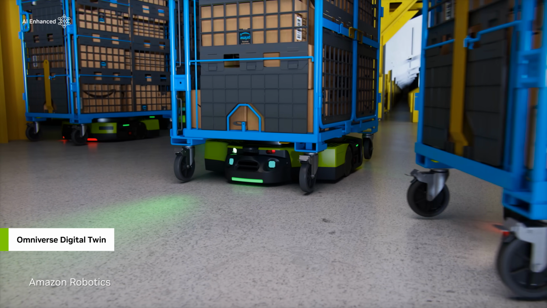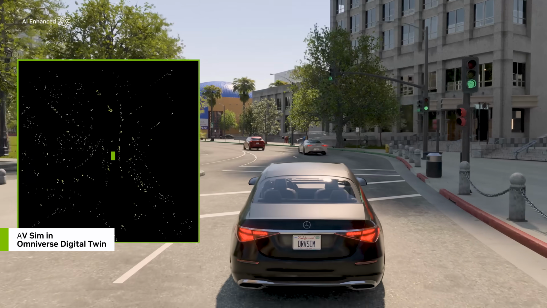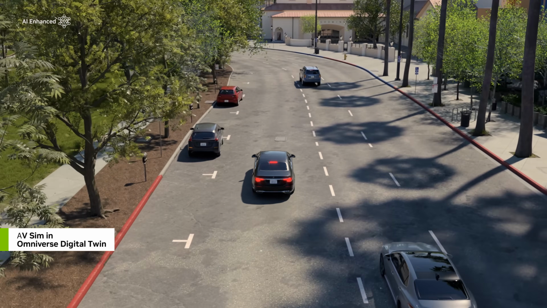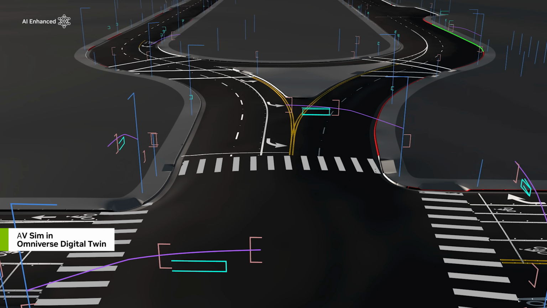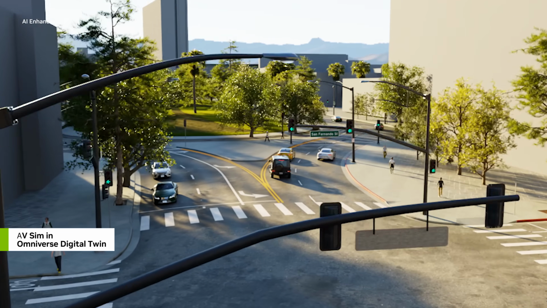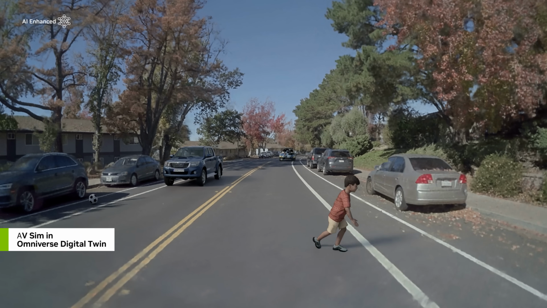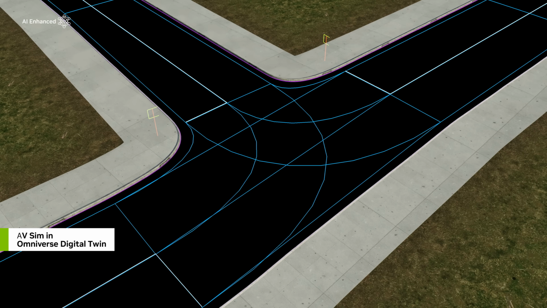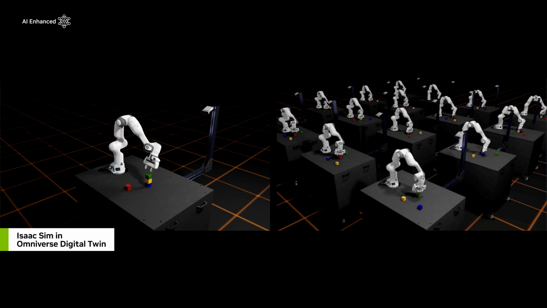We built NVIDIA Omniverse as the operating system where physical AIs can be created. Omniverse is a development platform for virtual world simulation, combining real-time, physically-based rendering, physics simulation, and generative AI technologies. In Omniverse, robots can learn how to be robots.